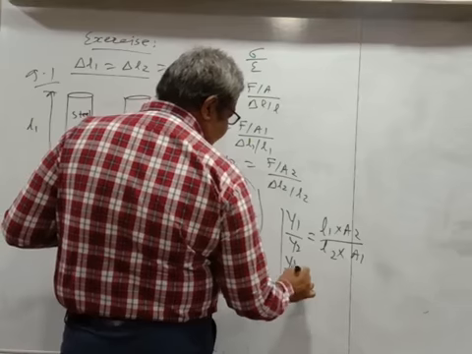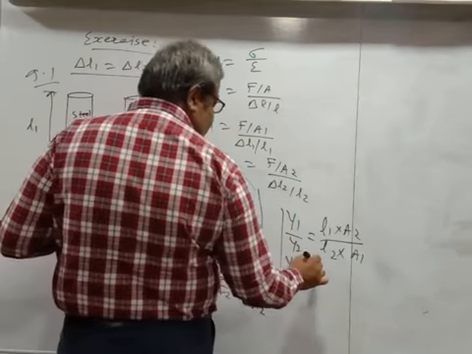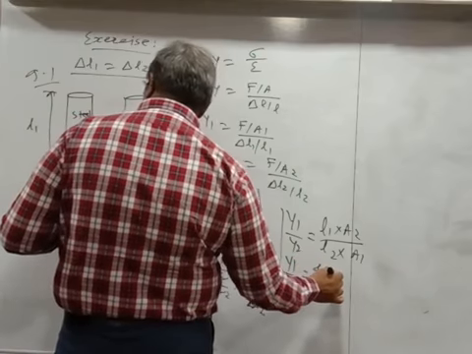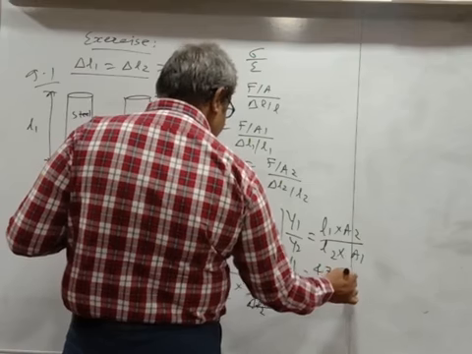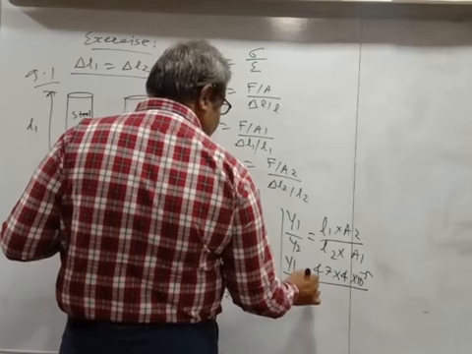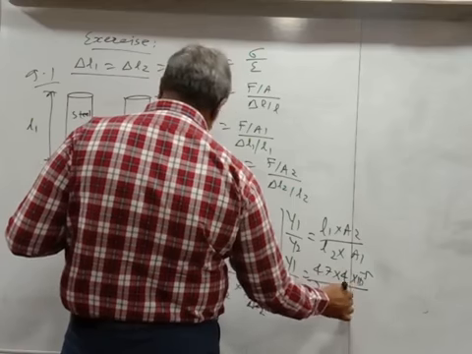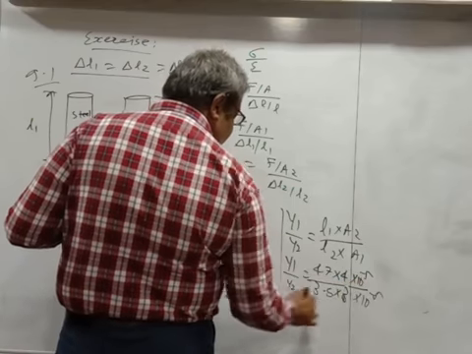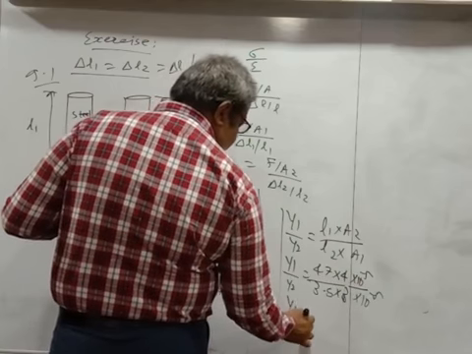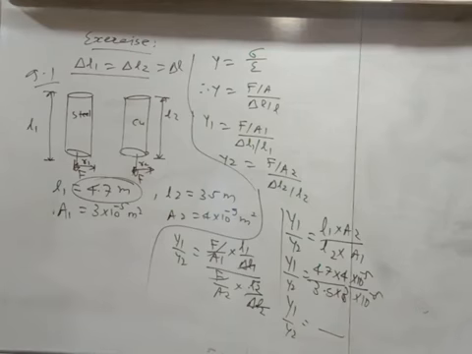So Y1 upon Y2, you are given the values. L1 is 4.7 and A2 is 4 into 10 raised to minus 5, divided by L2. L2 is 3.5 and here A1 is 3 into 10 raised to minus 5. So Y1 upon Y2 you will find out by yourself. So this is how you find out the value of Y1 upon Y2.